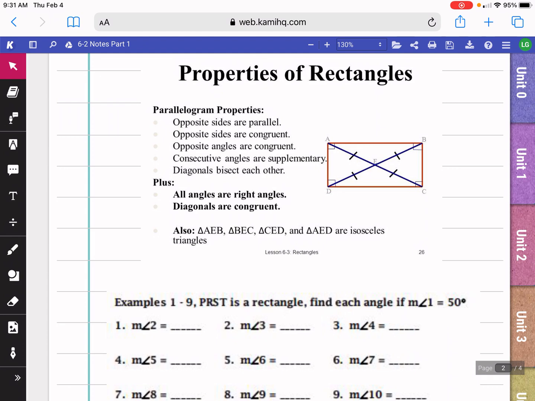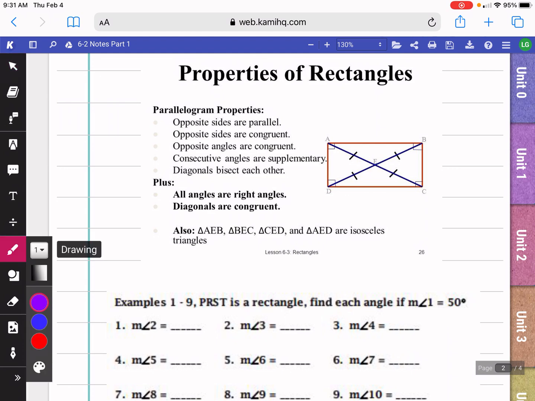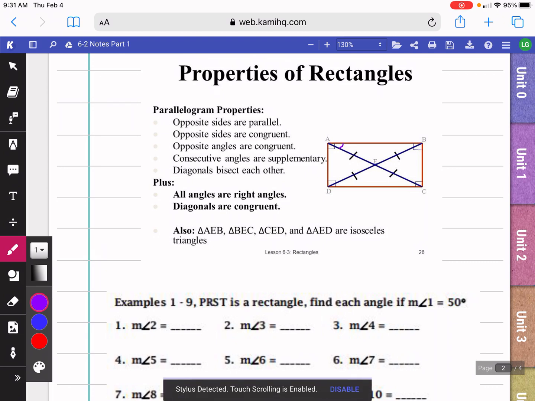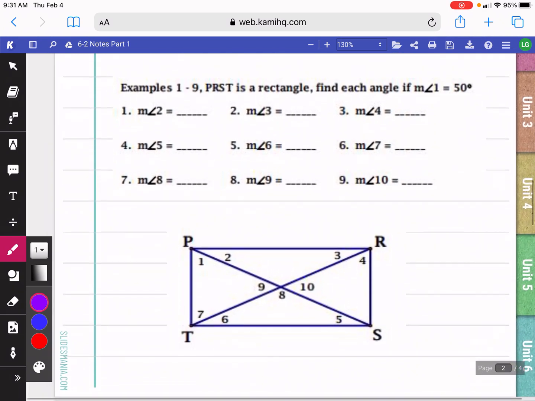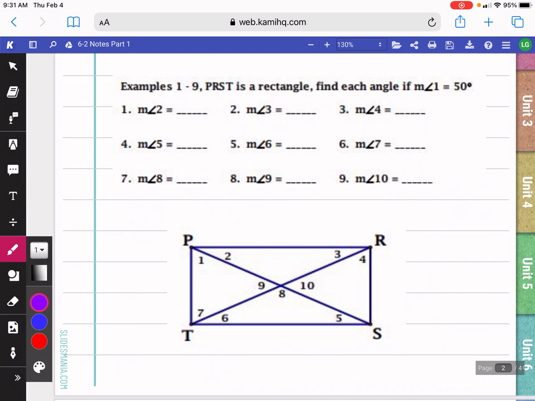Keep in mind as well that because it's a rectangle, it divides it into isosceles triangles. So since the triangles are isosceles, the two base angles of each of those triangles as well is congruent. So one of those little angles is congruent to the other one. We're going to use these properties to help us answer some questions.